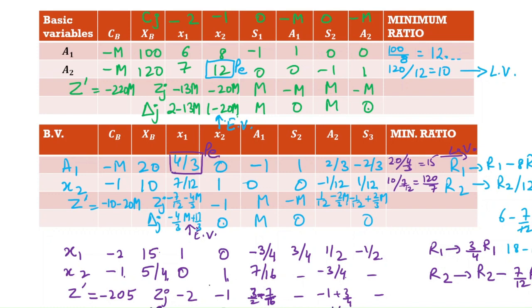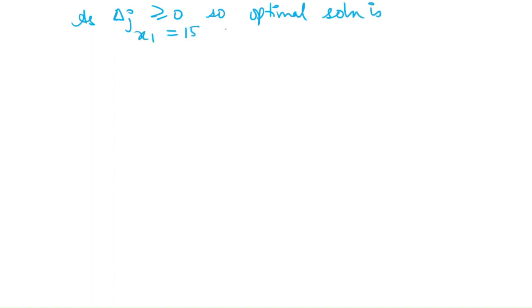So as all the delta j's that we are having here are greater than or equal to 0, the optimal solution is obtained, and the optimal solution is given by x1 is 15 and x2 is 5 by 4. So that means 15 grams of food X and 5/4 grams of food Y is what we require, and the maximized Z dash was minus 205. So minimum Z would be 205.